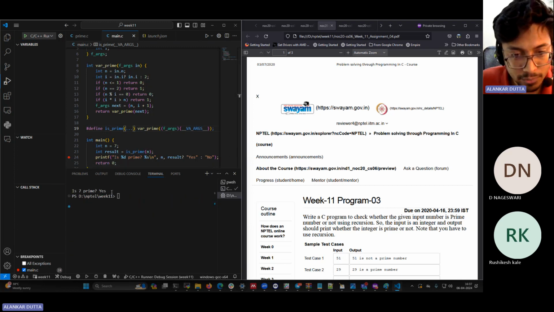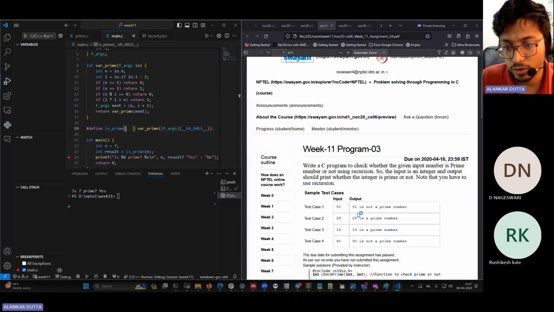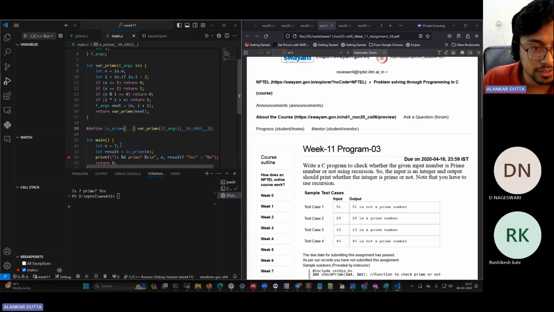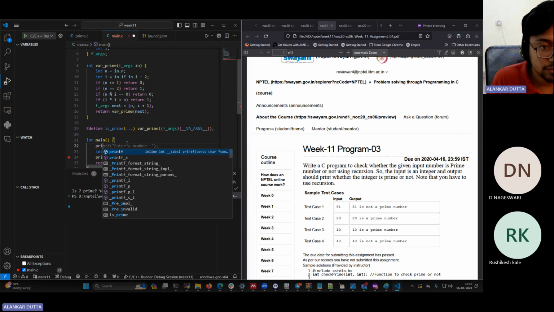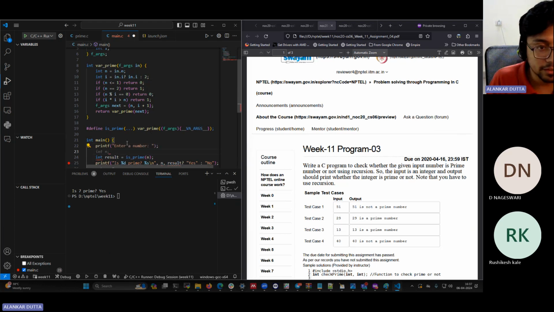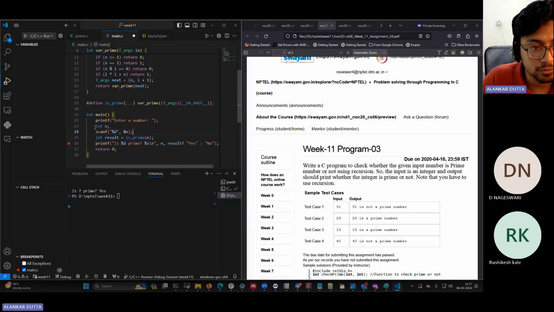And is 7 prime? The answer is yes. So now we are going to check all of these: 51, 29, 13, and 40. So let's check this. Okay, so let's now take n from the user. That can also be done. So let's first do a printf, "enter a number", and then the scanf. So now this is going to check it together. Okay, so now let's check this.